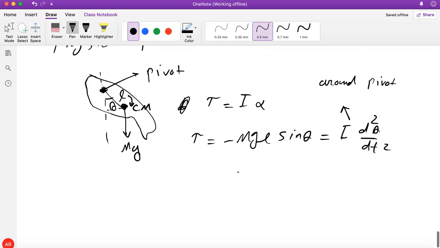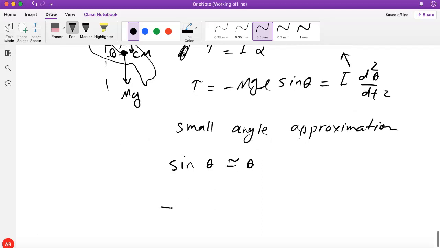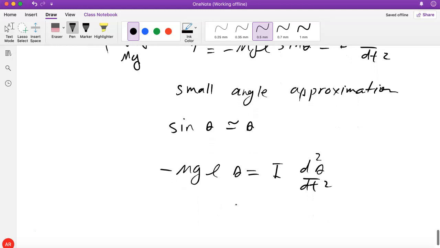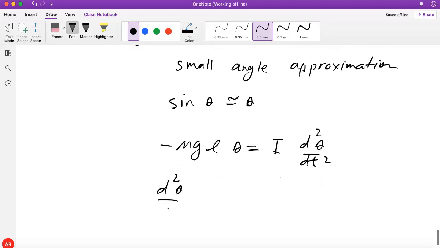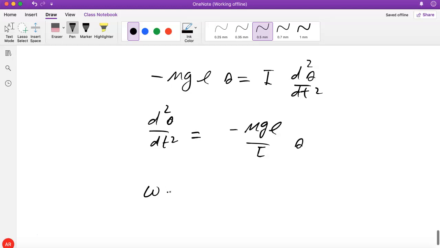So the small angle approximation that we used before gives sine theta approximately equal to theta. So we find minus mgL theta is I times the second derivative of theta with respect to time, and then the second derivative of theta with respect to time is minus mgL over I times theta. So again, we find the same mathematical structure, and we expect our omega, the angular frequency, to be the square root of that number.